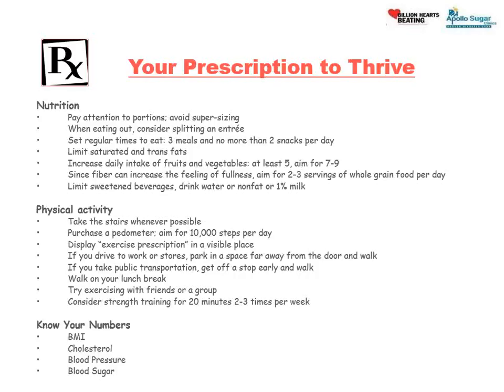Increase daily intake of fruits and vegetables, at least 5, aim for 7 to 9. Include the colors. The more the colors, the more the antioxidants in your diet. Since fiber can increase the feeling of fullness, aim for at least 2 to 3 servings of whole grain food per day. Or you can have one big quarter plate of salad at one given point of time. Limit sweetened beverages, drink water or non-fat or 1% milk.